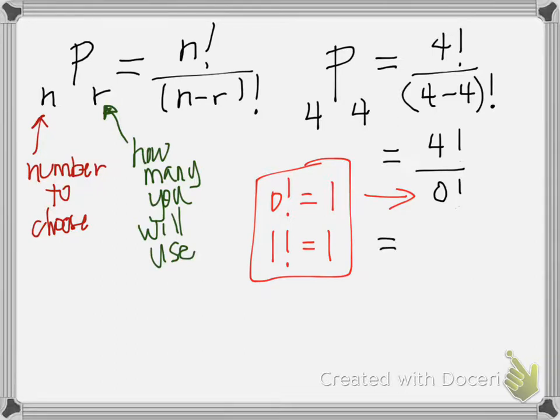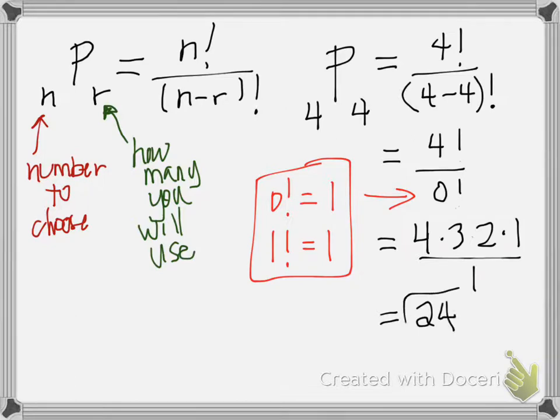So 4 factorial means 4 times 3 times 2 times 1, and then 0 factorial is just 1. And we've already calculated 4 times 3 times 2 times 1, which is 24. Okay, so the formula works, as well as if you want to just kind of use your common sense. So let's try one where the N and the R aren't the same.